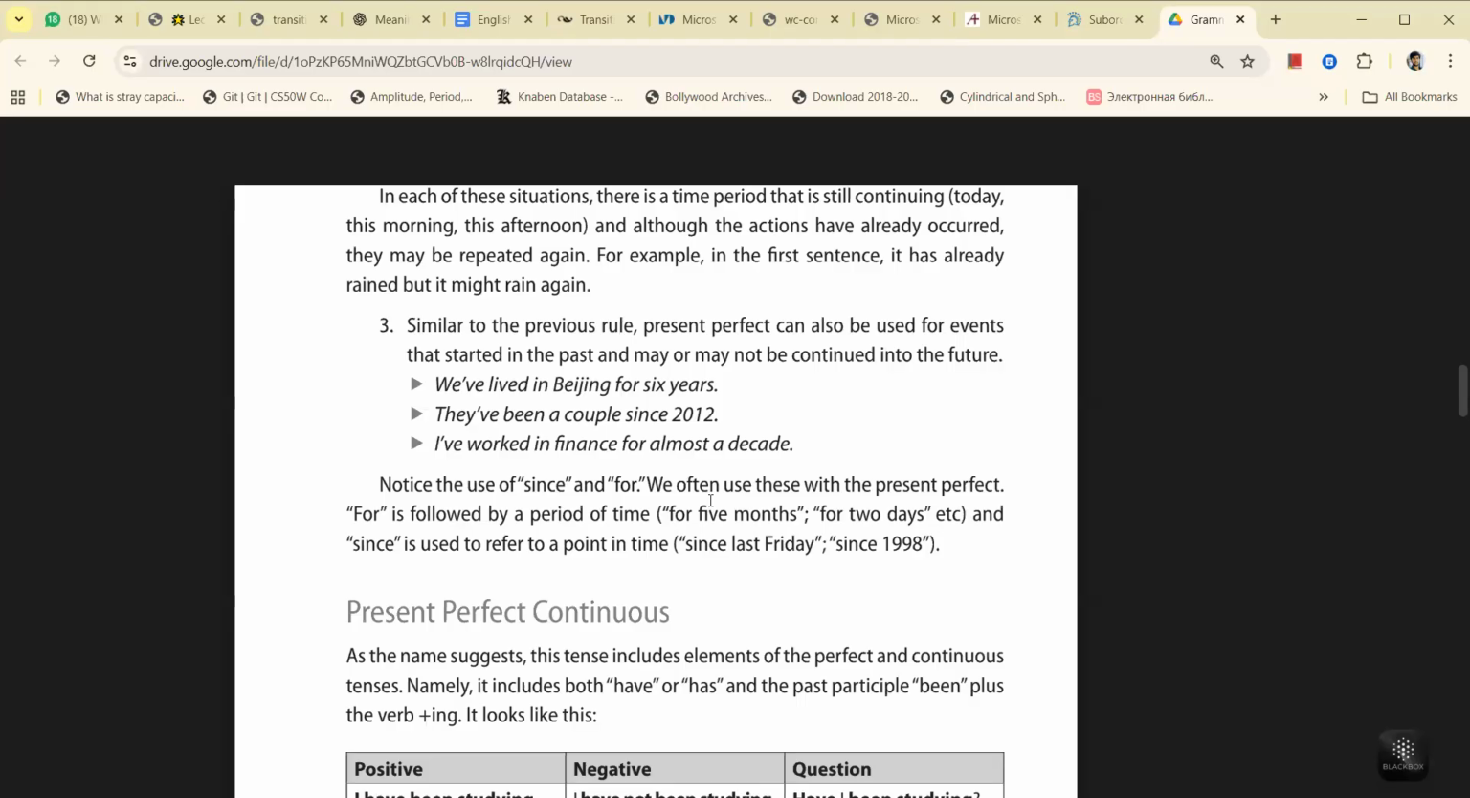I have worked in finance for almost a decade, 10 years. Notice the use of since and for. We often use these with present perfect. For is followed by a period of time: for 5 months, for 2 days, etc. And since is used to refer to a point in time: since last Friday, since 1998.